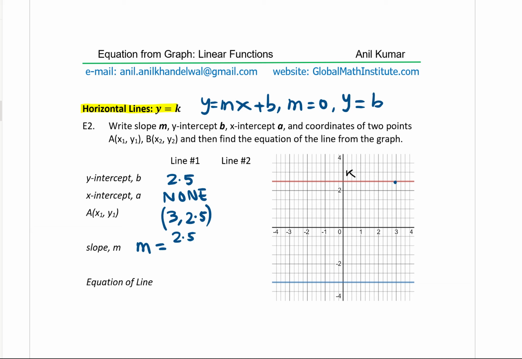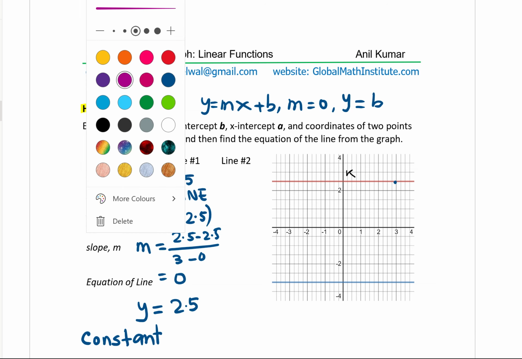Basically, 2.5 minus 2.5 over 3 minus, that is 0, right? So which is equal to 0. And therefore, the equation of the line here is y equals to the k value of 2.5. It is a constant. Is that clear to you? So that is how you can find the equation of a horizontal line.